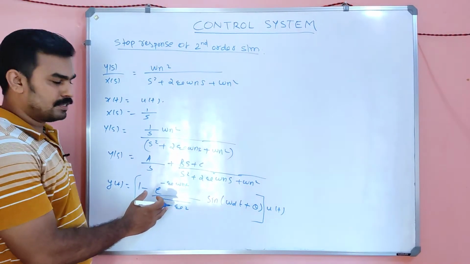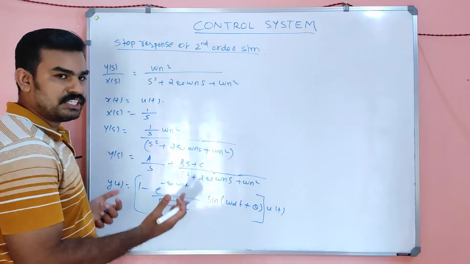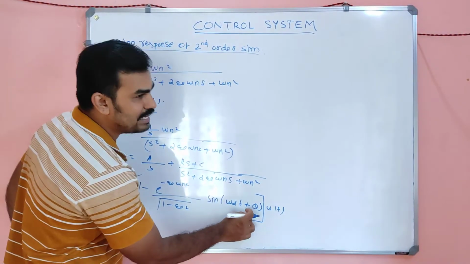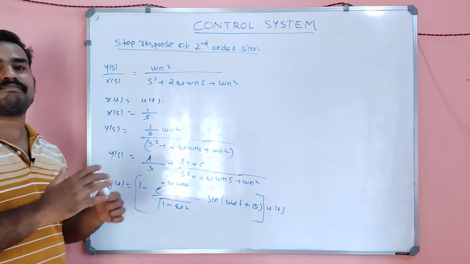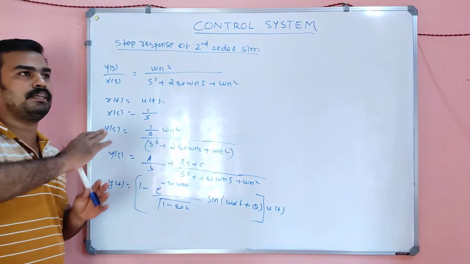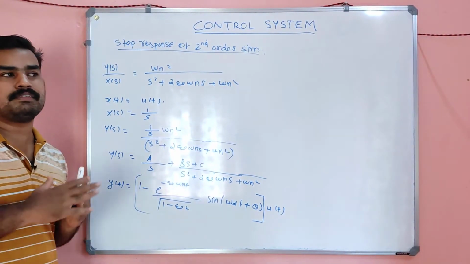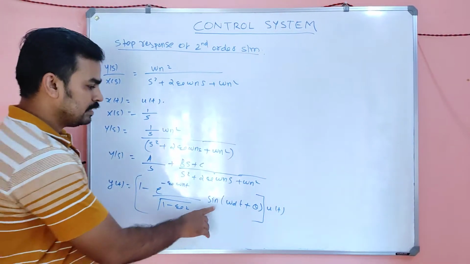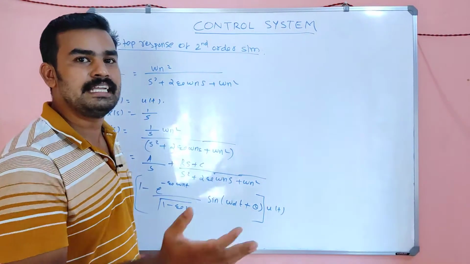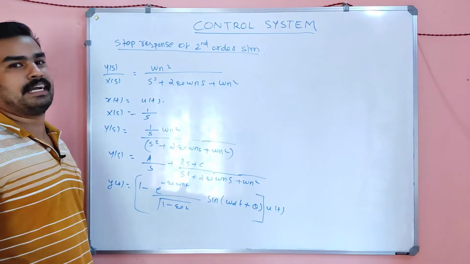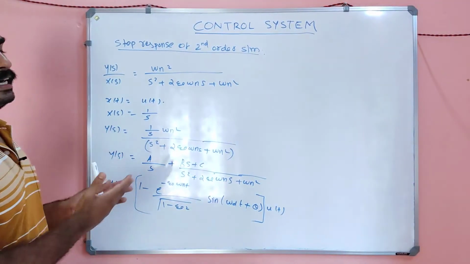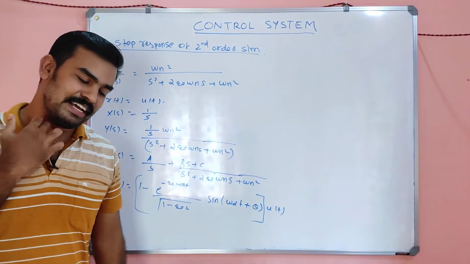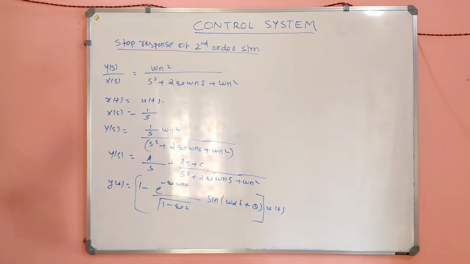There is an exponentially decaying term also, but there is a phase difference. If you apply a step signal, it makes a phase difference. But in the case of an impulse response, it didn't make any phase difference because that term contained only sin omega d t. There is no theta factor, right? But now there is a theta factor, which implies that the step response always makes some phase difference.